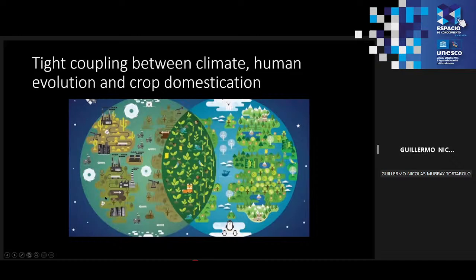So the idea comes from this tight coupling between climate, our own evolution, and crop domestication over the last 10,000 years. This period we know as the Holocene has been remarkably stable regarding climate, and this allowed us to domesticate our crops. So pushing the climate boundaries beyond these predictable patterns is a disaster for our food production systems, and this is what's happening with climate change.